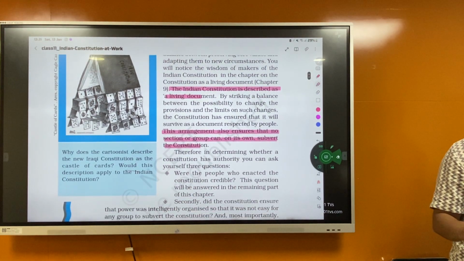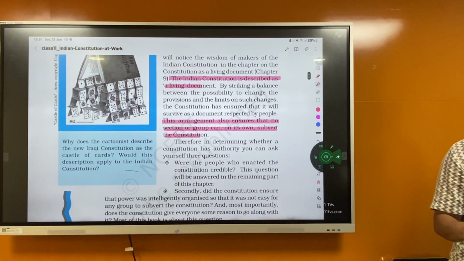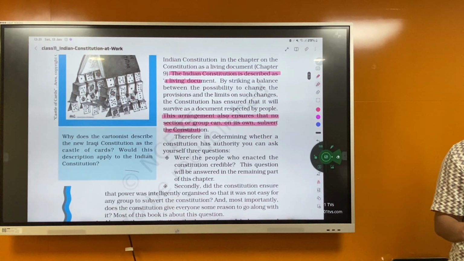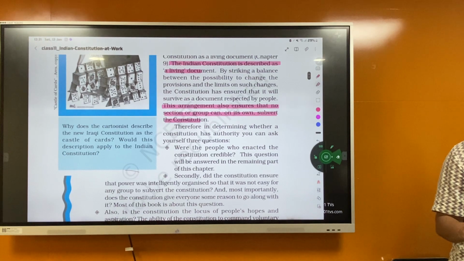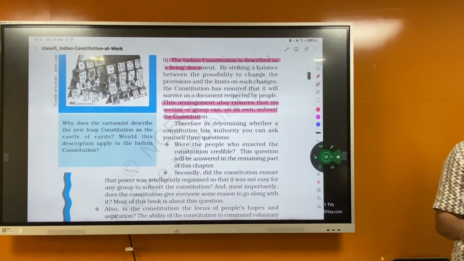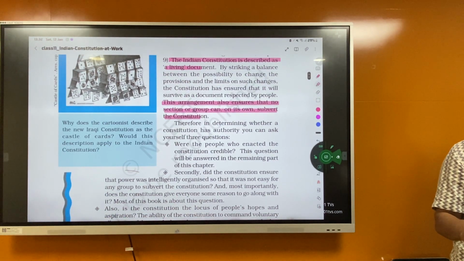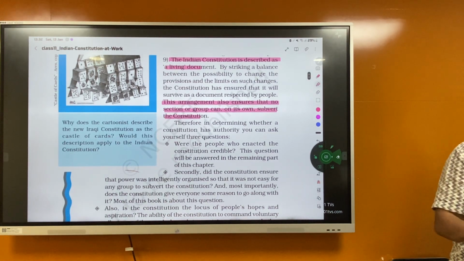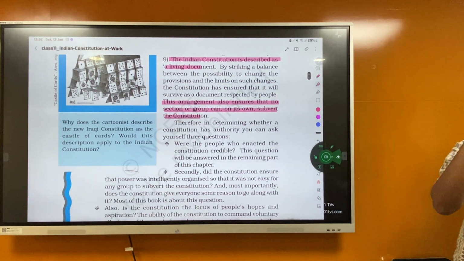By striking a balance between the possibility to change the provisions and the limits on such changes, the Constitution has ensured that it will survive as a document respected by people. This arrangement also ensures that no section or group can on its own subvert the Constitution. Only the legislature has the power to change the Constitution. Nobody can say, okay, we don't like this law, let's take it off. We can't do that. Certain laws will be changed by the legislature itself.